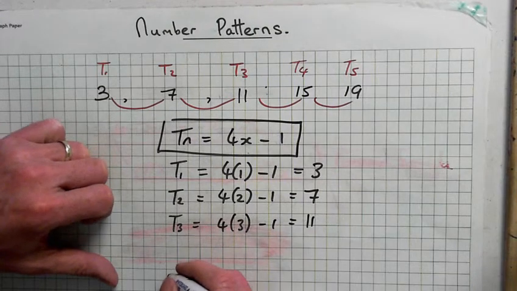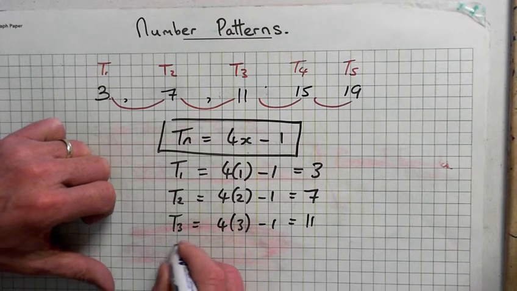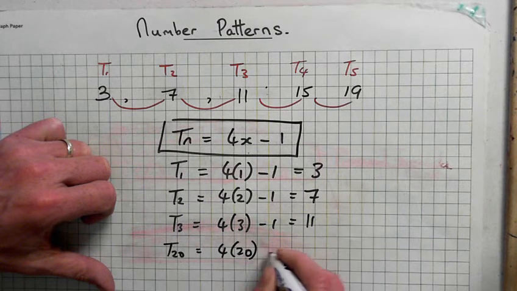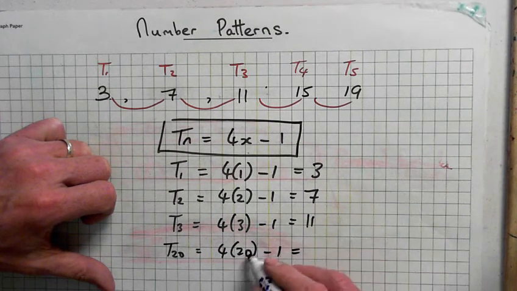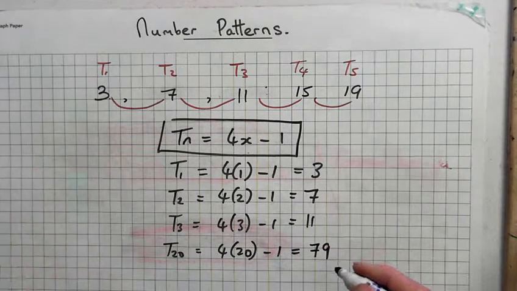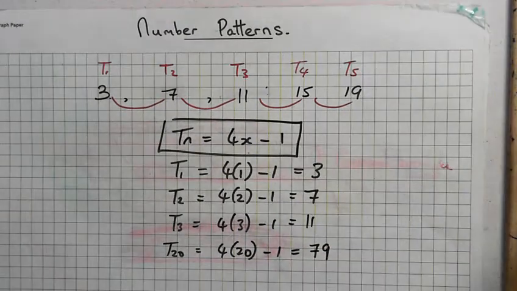Now how do you find the 20th term in the sequence? T20. 4 times 20 minus 1 is equal to 80 minus 1? 79. So you can get any term in the sequence from there on.